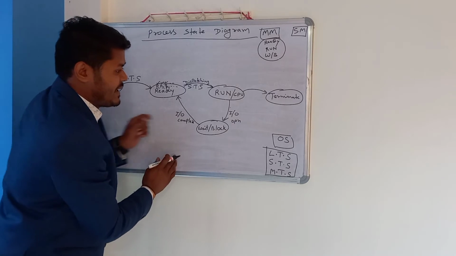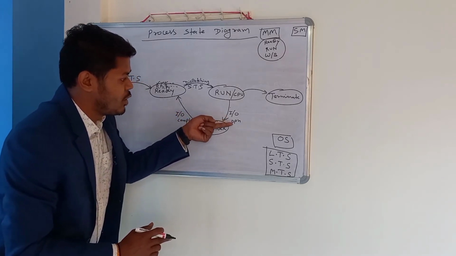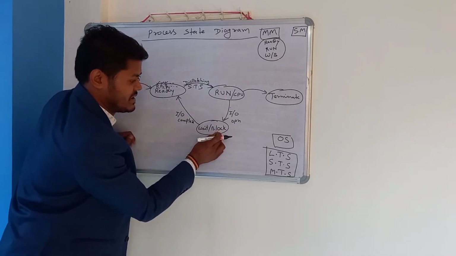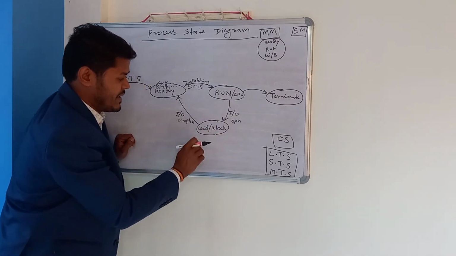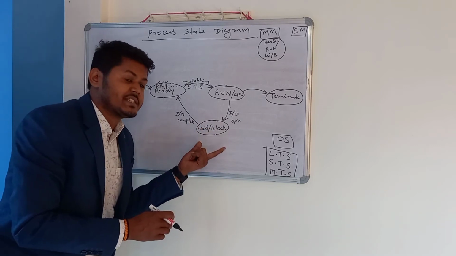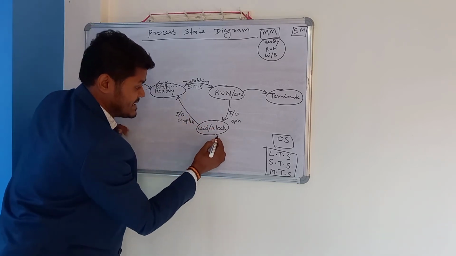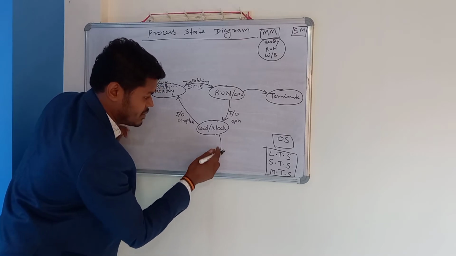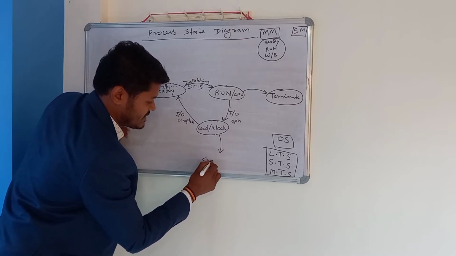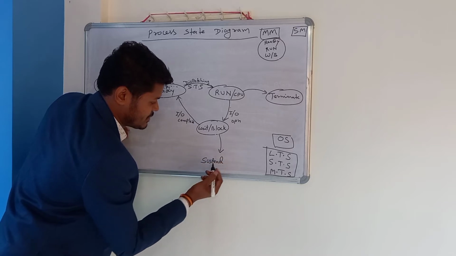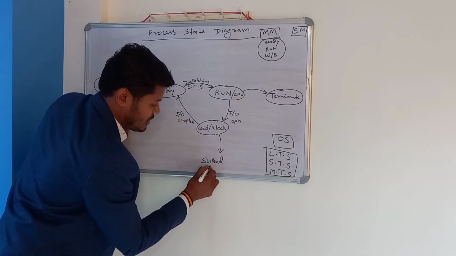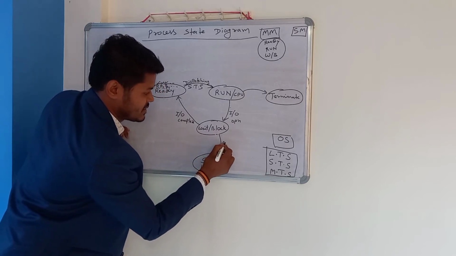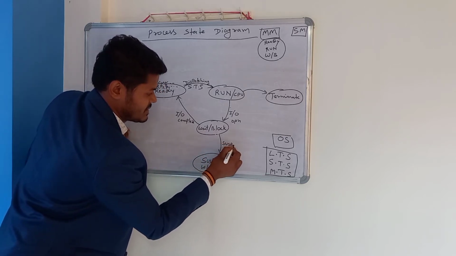Next, if a process is performing its input output operation in the wait or block state, and in between there is a lack of resources, then that process will be suspended and moved to the suspend wait or block state. Here suspending is done.